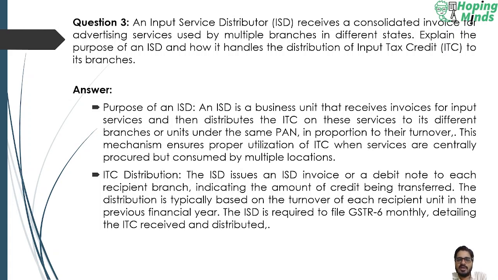So ITC distribution, the input service distributor issues an ISD invoice or a debit note to each recipient branch indicating the amount of credit being transferred. The distribution is typically based on the turnover of each unit in the previous financial year. The input service distributor is required to file GSTR 6 on a monthly basis, detailing the input tax credit received and distributed during the reporting period. So moving ahead.